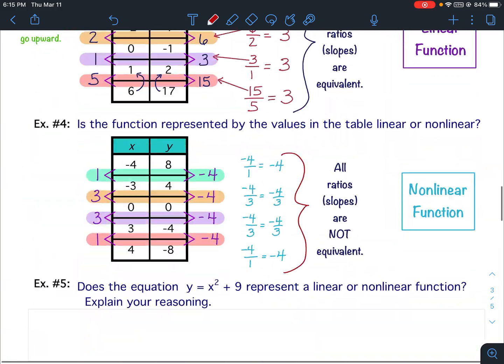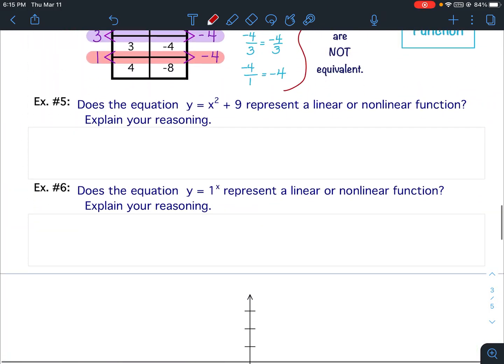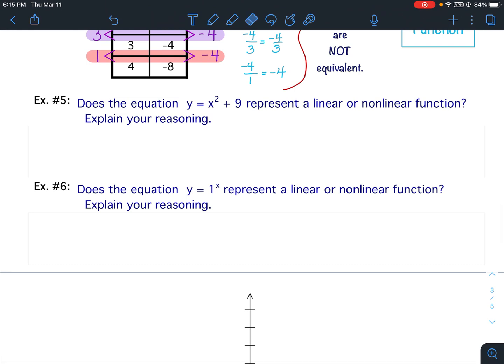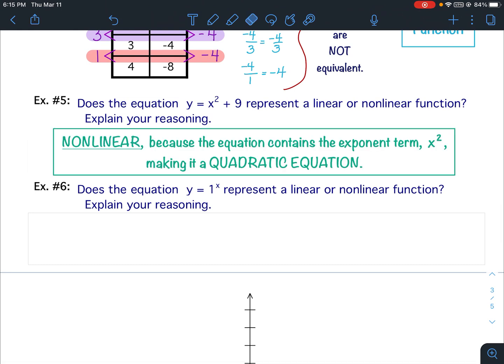So if I go back to number 5, we have to explain our reasoning. It is nonlinear because the equation contains the exponent term x squared, making it a quadratic equation. Pause your video and get that written down. I would even maybe circle that too. That is what makes it a quadratic equation and therefore nonlinear.